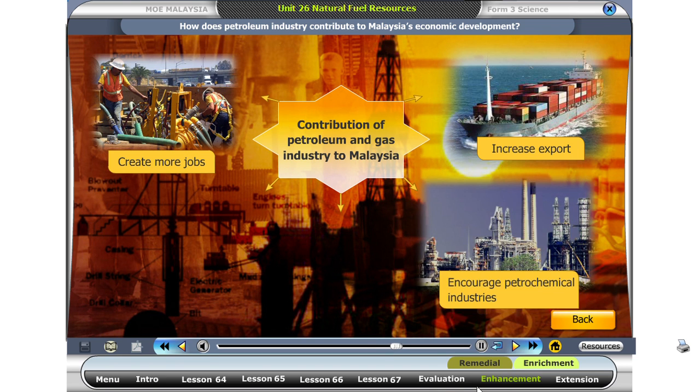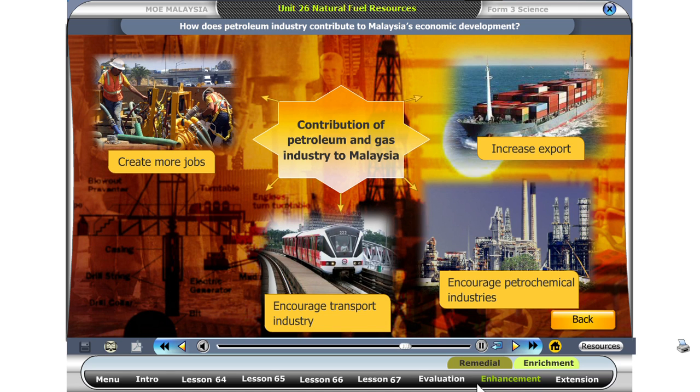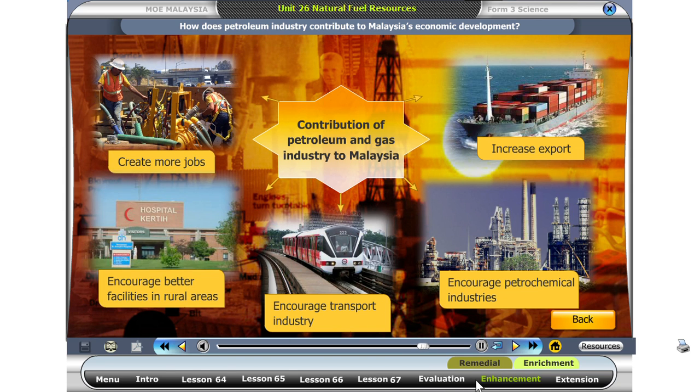It encourages petrochemical industries such as plastics, textile, and fertilizers. It encourages transport industry. Since petroleum refineries are located in remote places, roads and transportation system are improved in order to move supplies and goods. It helps to create better facilities in rural areas. In the case of Kerteh, Miri, and Bintulu, the petroleum industry has helped to increase the standard of living in these rural towns.